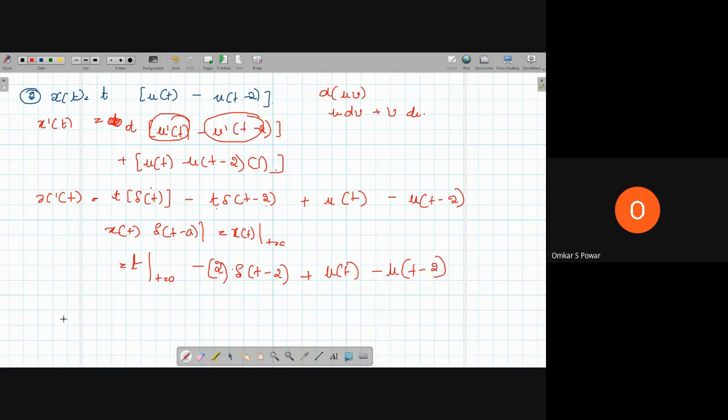So if you want to sketch the derivative, how does it look? You take this one, you plot it. So u of t minus u of t minus 2, from 0 to 2. Then you want the derivative. So we have got minus 2 at t is equal to 2. So this is how you plot the derivative. Now we will solve some more problems.